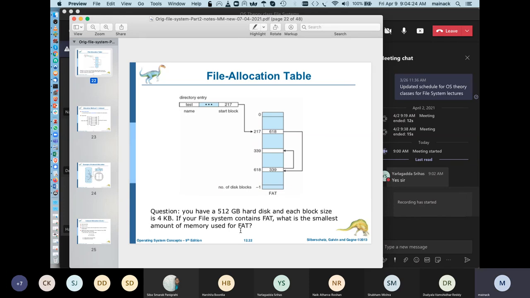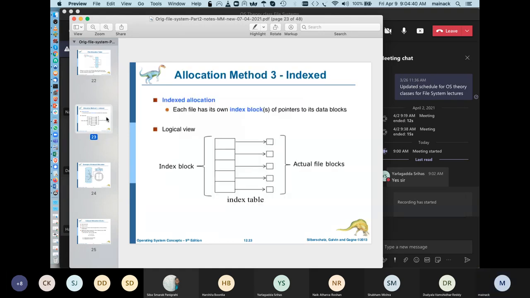Each pointer size is 4 byte, you should assume that. But the thing is that if you have a 512 GB hard disk, you have a medium sized or mediumly powered laptop. You might have terabytes of storage. What would you do? The FAT will just grow. However, without FAT, this linked allocation cannot support efficient direct access, right?